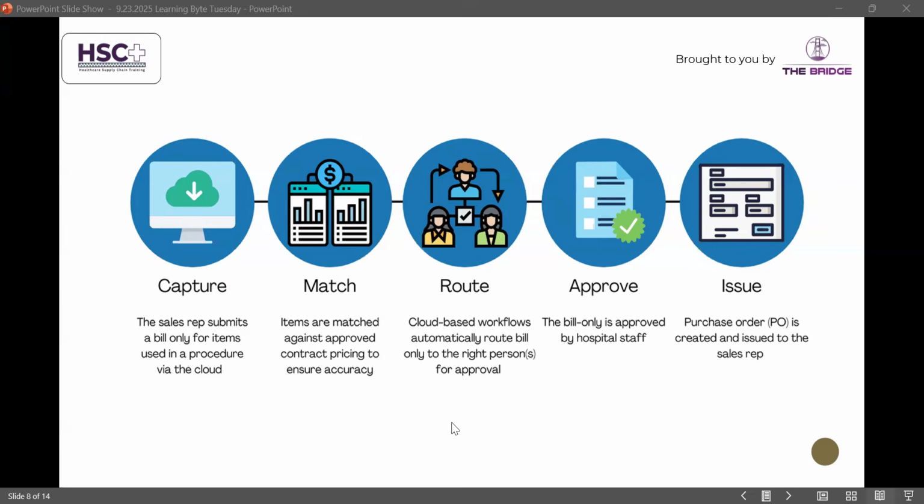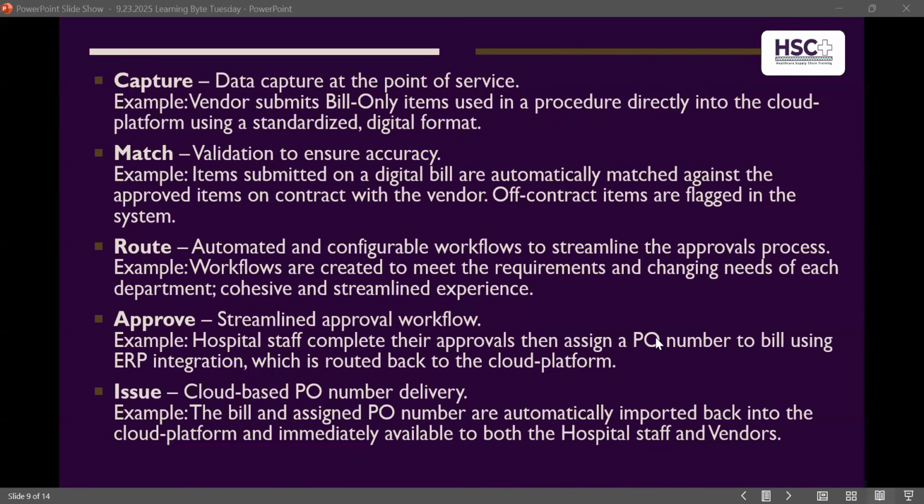So that's kind of how that goes. And so, a little bit deeper dive into data capture at the point of service. An example of that is the vendor submits the bill only items used in a procedure directly into the cloud-based platform using a standardized digital format. That's where I'm talking about the standardized bill only form.